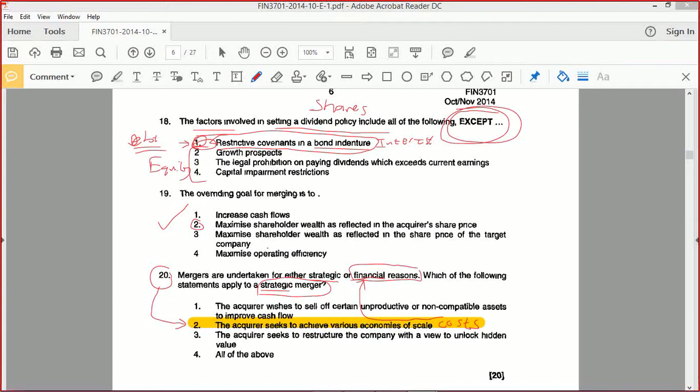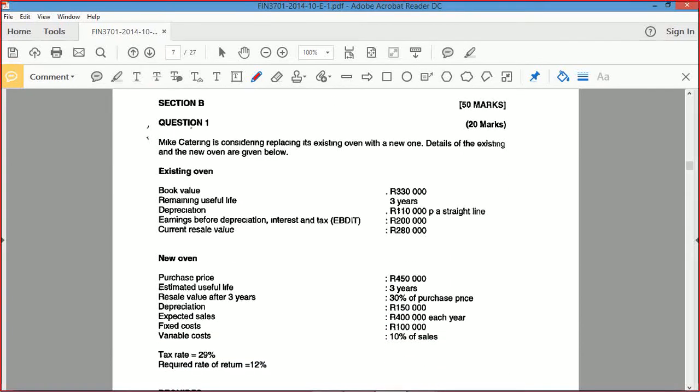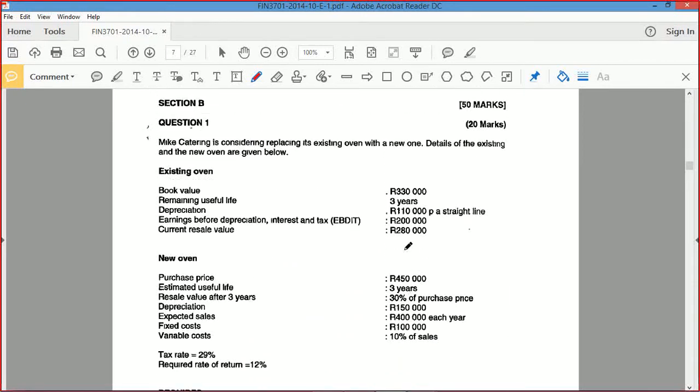The first one's initial investment. We've got the installed cost of the new asset, which is 450,000. Let's look at section B, long. You started with the first question, which was calculating the initial investment. The initial investment is 450,000, the installed cost of the new asset, because it doesn't mention any other costs. No setup costs, so it's just the installed cost.